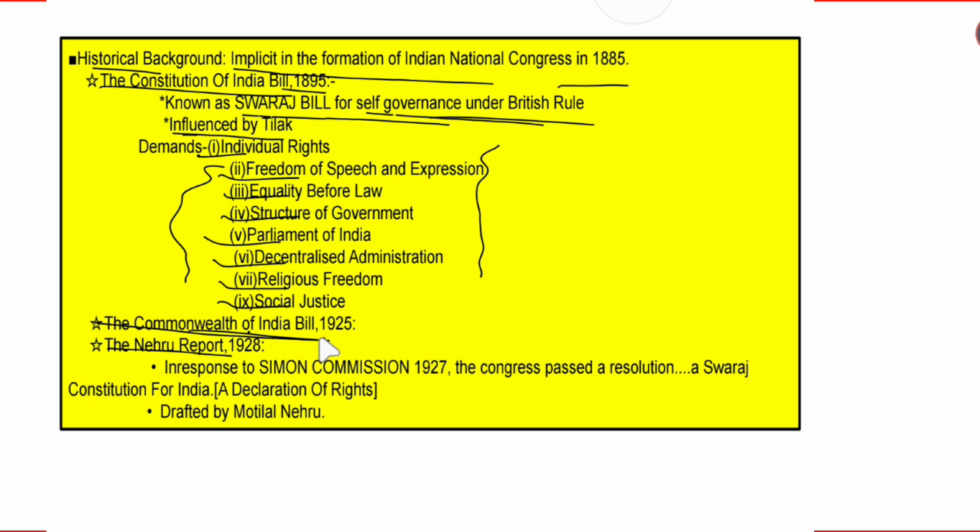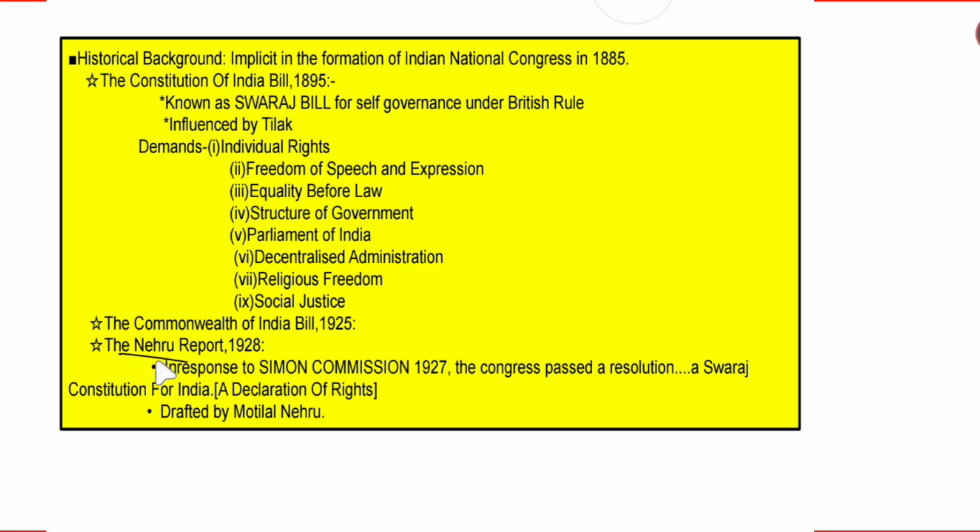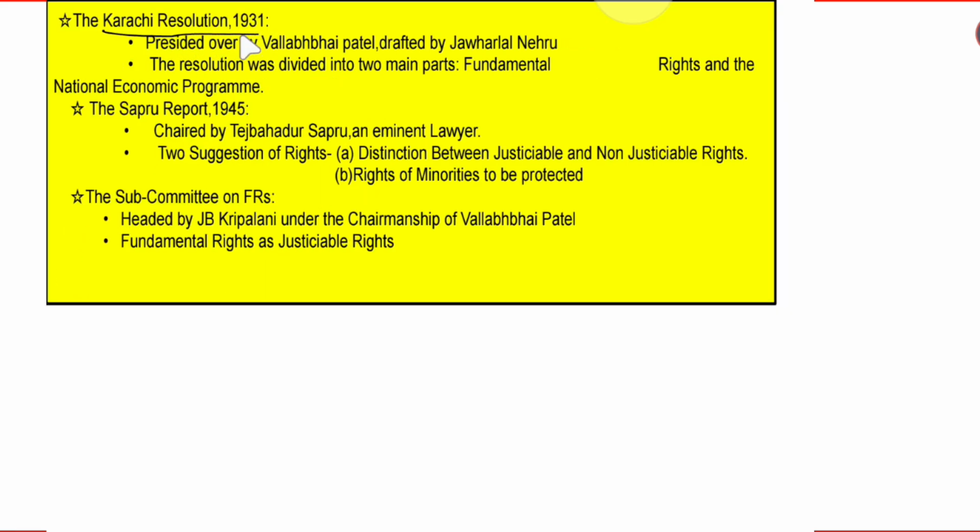Next one is the Commonwealth of India Bill 1925. The Nehru Report 1928 was drafted by Motilal Nehru. In response to the Simon Commission 1927, it was introduced. The Congress passed a resolution, that is a Swaraj Constitution for India. It is also known as a Declaration of Rights. The Karachi Resolution 1931 was presided over by Sardar Vallabhbhai Patel and drafted by Jawaharlal Nehru. The resolution was divided into two main parts: fundamental rights and the National Economic Program.